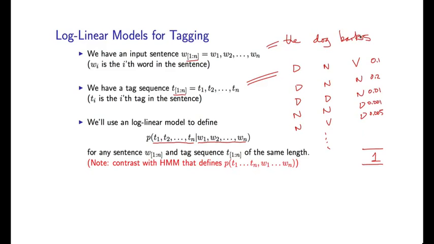Now, one very important thing to realize is that this is in quite stark contrast to the case we saw for hidden Markov models, for HMMs. Remember, in hidden Markov models, we actually defined a joint probability distribution over tag sequences paired with word sequences. The first interesting thing to see in these log linear models is that we will directly model this conditional distribution, and we won't actually attempt to model this joint distribution. So that's the first key difference from hidden Markov models.